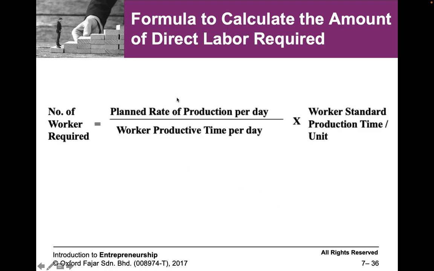So 70, once again, 70 divided by the 7 hours, times 2 minutes. Then you get 20. So it means that the company requires about 20 workers to produce 70 units of product in a day.